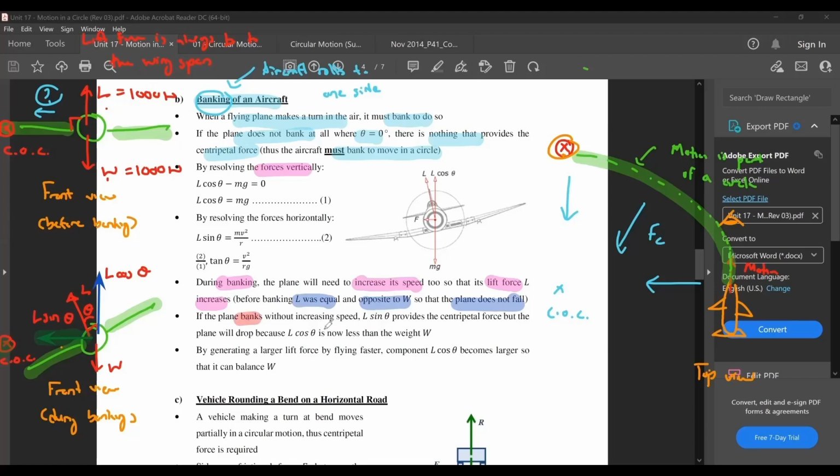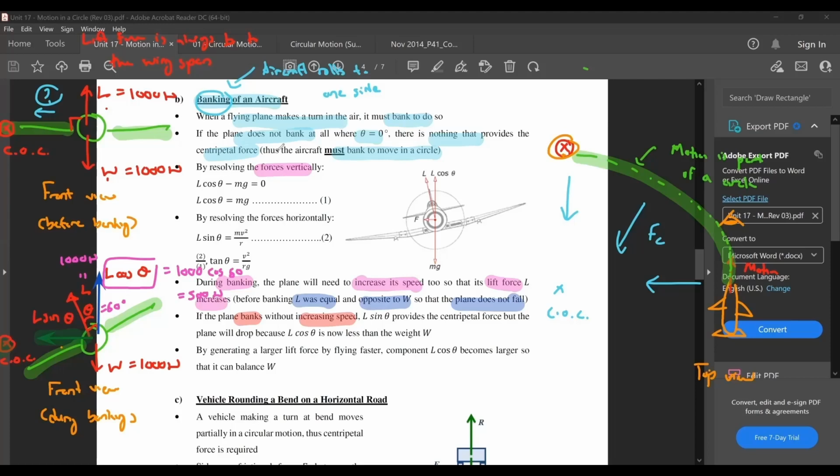But now consider this: if your aircraft banks without increasing its speed in the first place, look at what happens to L cos theta. Say my weight remains the same at 1,000 Newton, but my angle theta, for the sake of discussion, is 60 degrees, and my lift force remains at 1,000 Newton as before. So what happens to L cos theta? L cos theta would now be 1,000 cos 60. You actually have 500 Newton only.